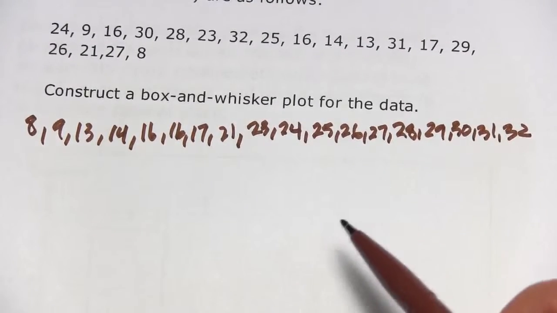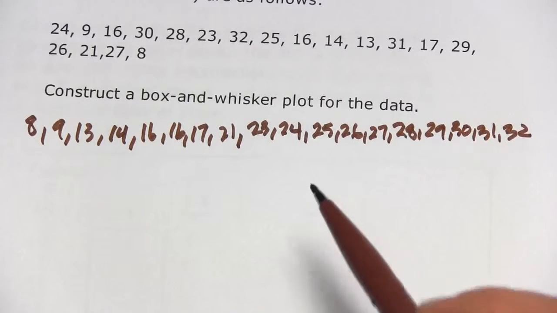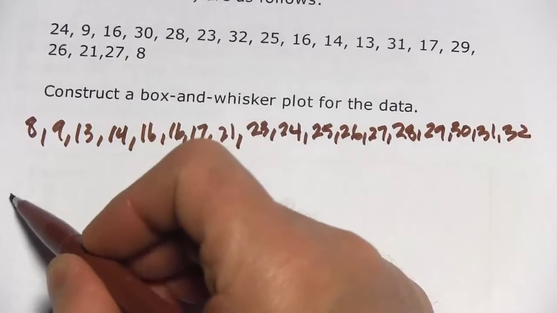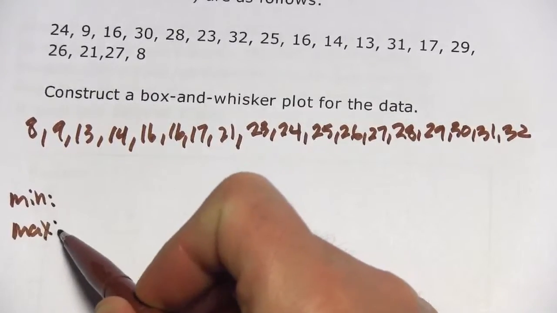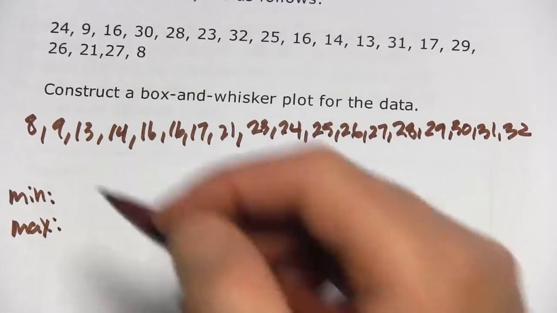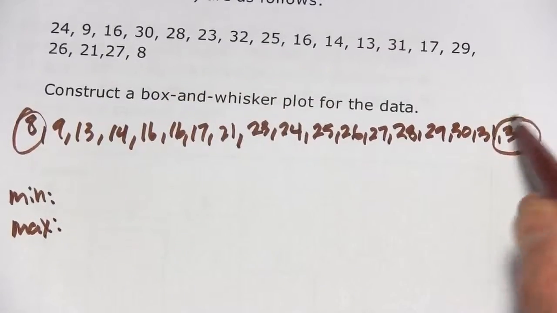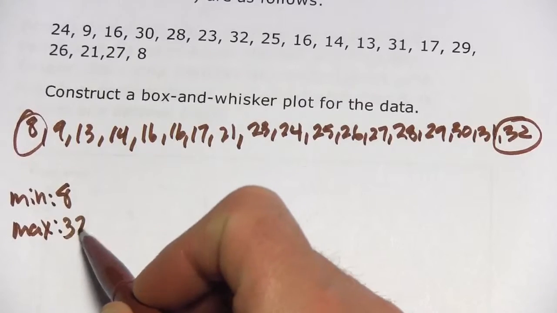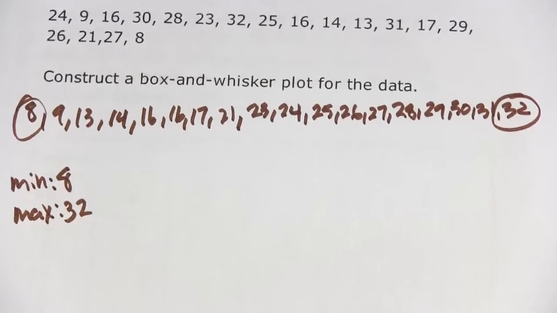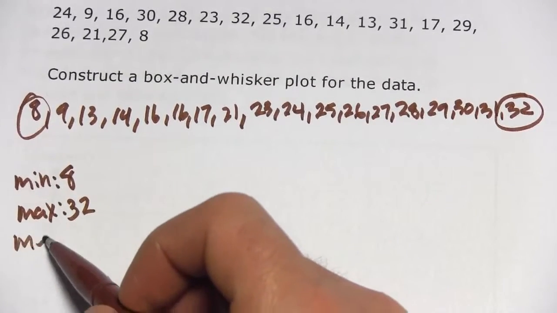And what we need for the box and whisker plot is 5 specific numbers. We're going to need the minimum number, and we're going to need the maximum number. Those two are really easy. You just pull them off your list here. So the minimum is 8, and the maximum is 32 in our data set. All right, the next thing we need is the median.